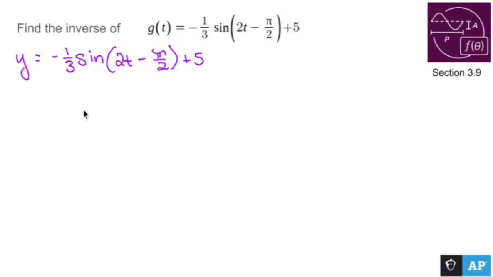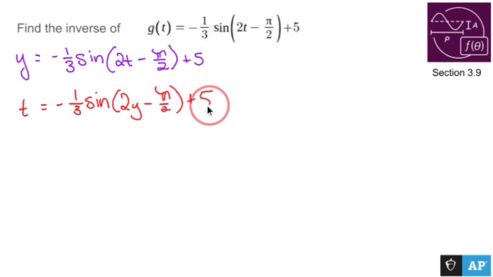Step number 1 is replace the x and the y. In my case, the y and the t. So t is now going to equal negative 1/3 sine 2y minus pi over 2 plus 5.